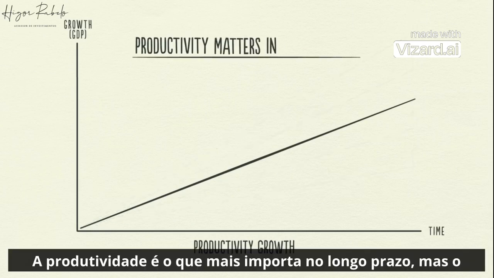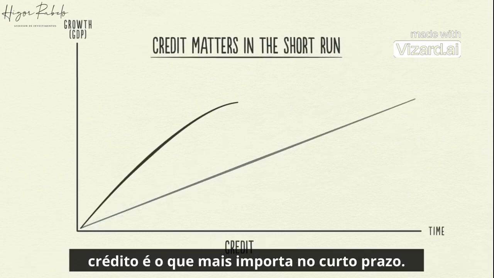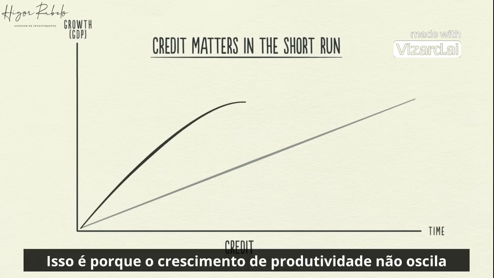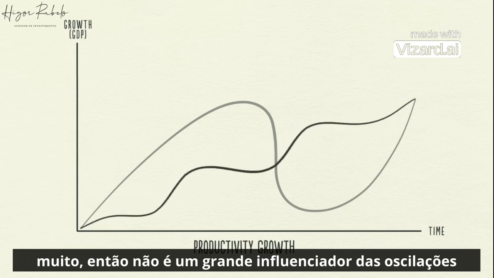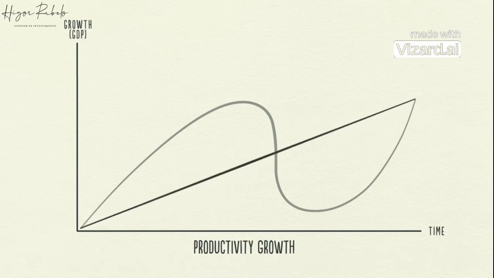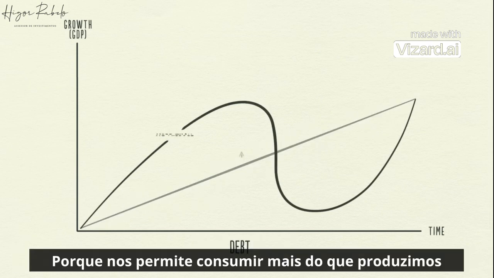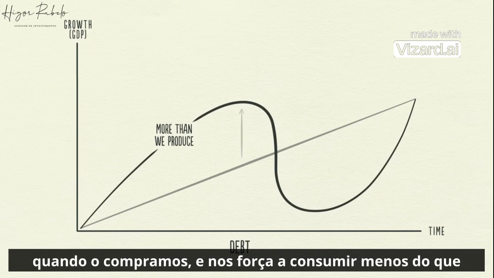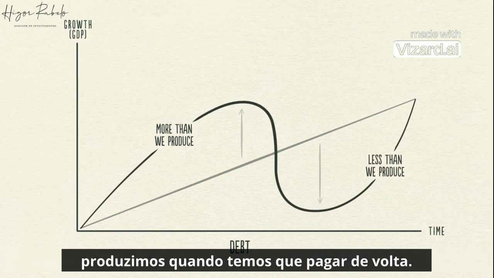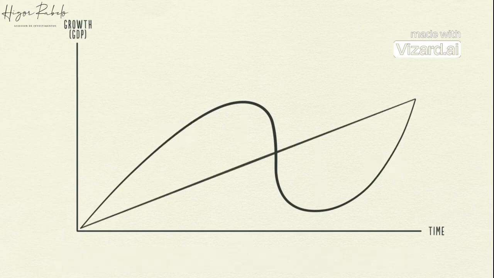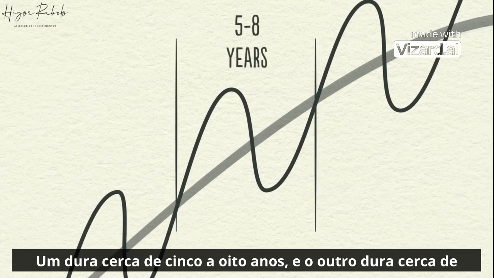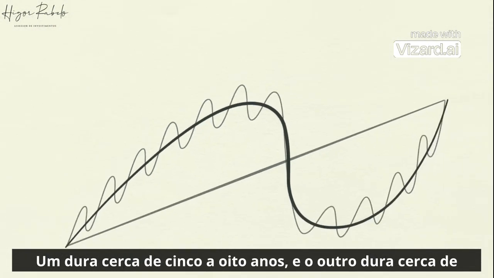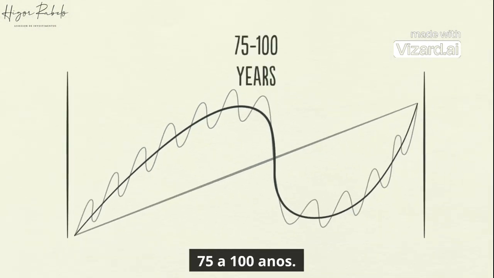Productivity matters most in the long run, but credit matters most in the short run. This is because productivity growth doesn't fluctuate much, so it's not a big driver of economic swings. Credit is, because it allows us to consume more than we produce when we acquire it, and it forces us to consume less than we produce when we have to pay it back. Debt swings occur in two big cycles. One takes about 5 to 8 years, and the other takes about 75 to 100 years.